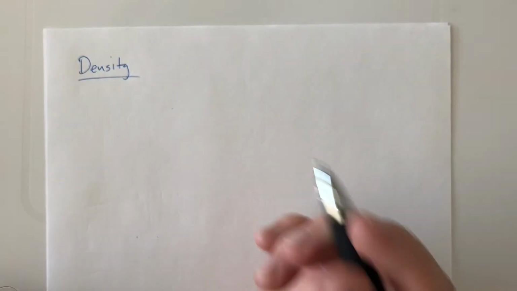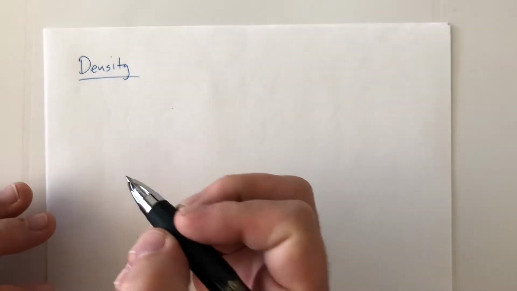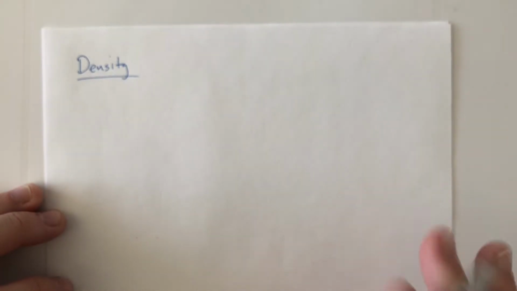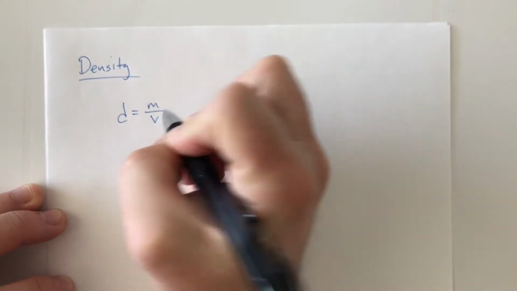It's essentially a matter of how much material there is in a given space. So the bigger the space, the lower the density. The more material you have, the higher the density. Ideas like that. Okay, there's a really simple equation that you probably saw at some point in your life. Density equals mass over volume.